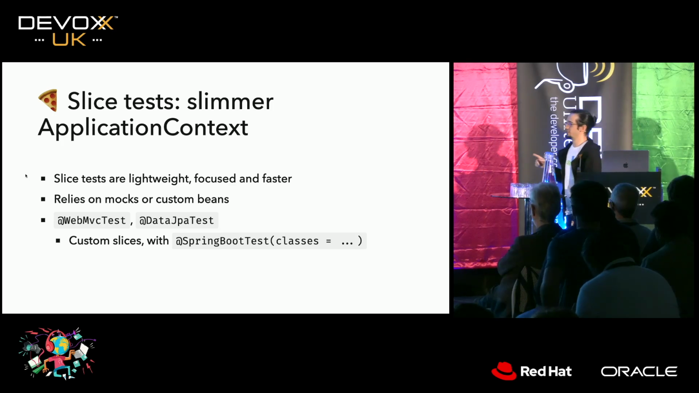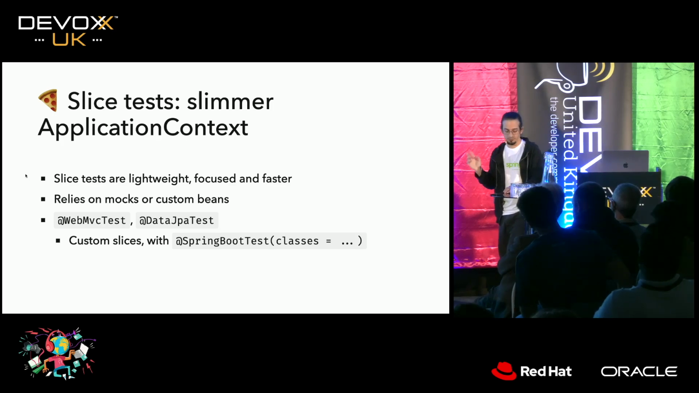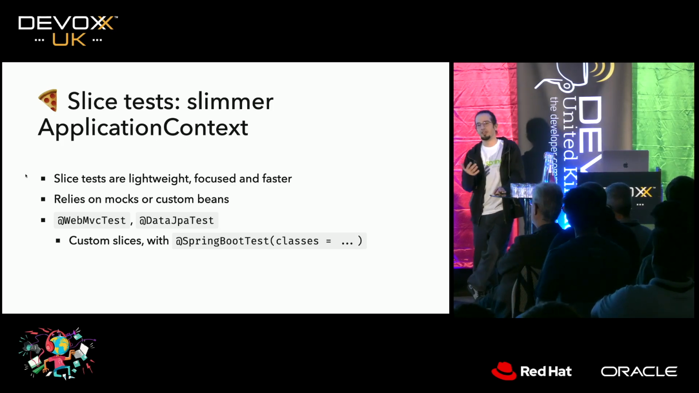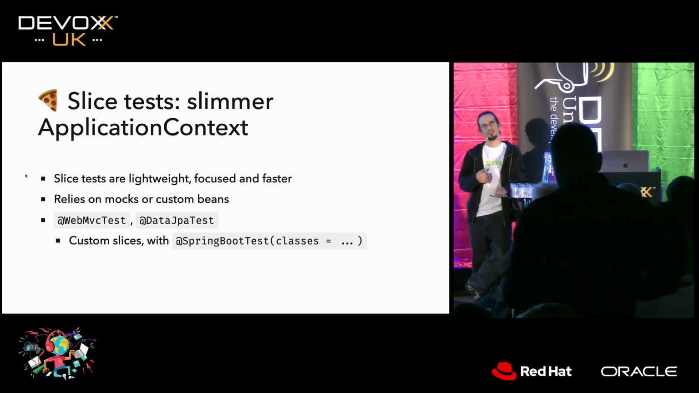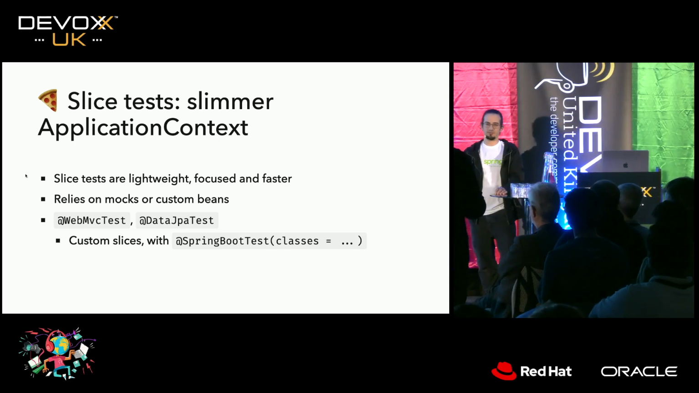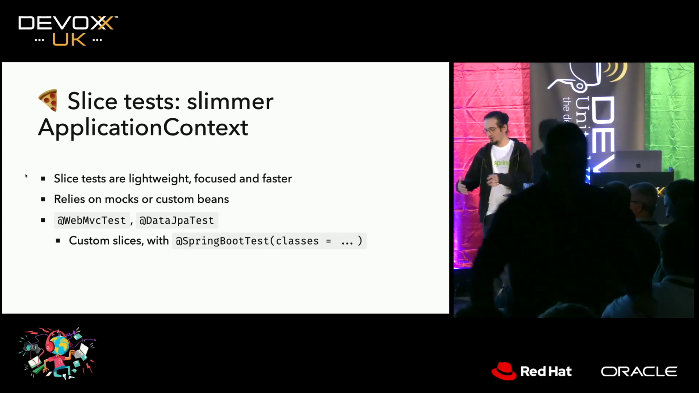One of the important things to note is that these slices are much faster to start, but they still start the whole Spring machinery. So they will take, I don't know, 50 seconds, not 50 seconds. 50 seconds would be a long time. 50 milliseconds to run a test. 50 milliseconds is not a long time for one test.